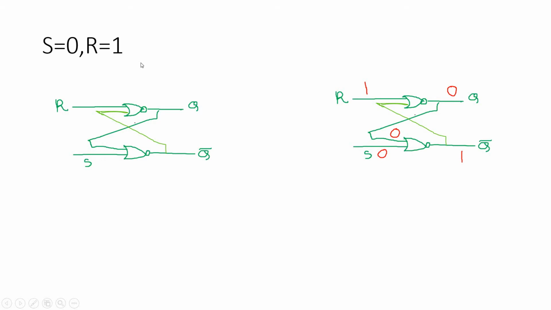So if S equal to 0, R equal to 1 is satisfied, the normal output will be 0, and this is obviously clear. Normally if we press the reset button, as R equal to 1, that means we are pressing the reset button, so the output should be 0, because the reset will clear everything. So from the basic concept itself, it is following the normal principle.